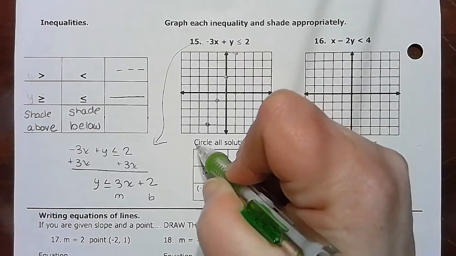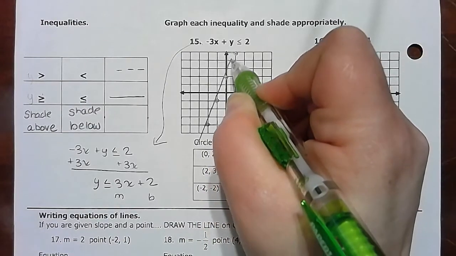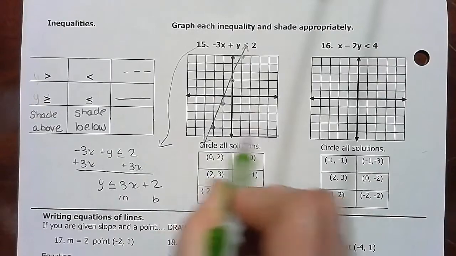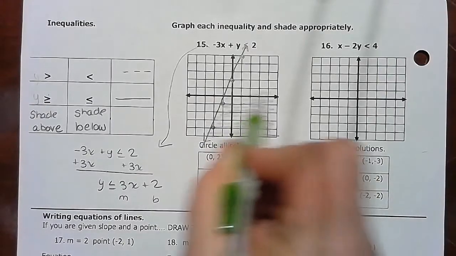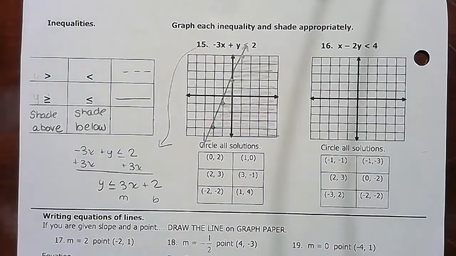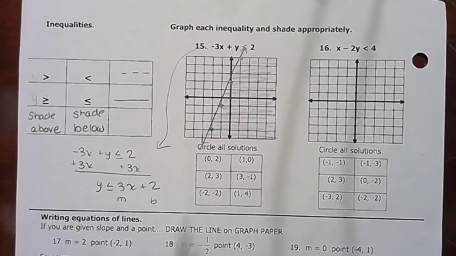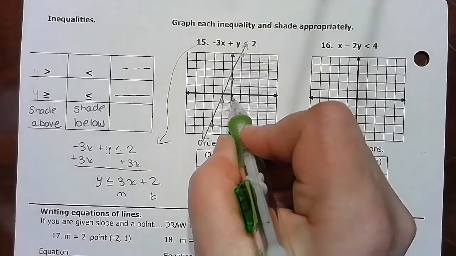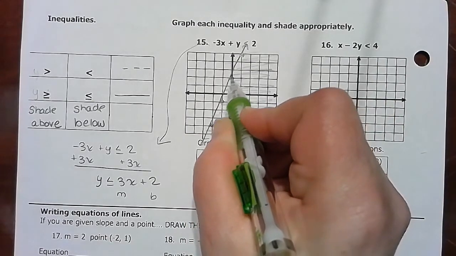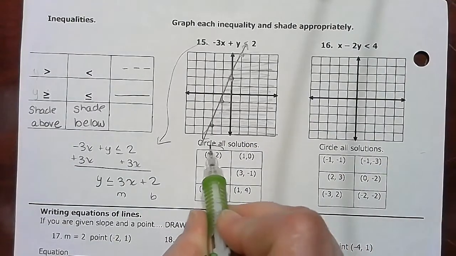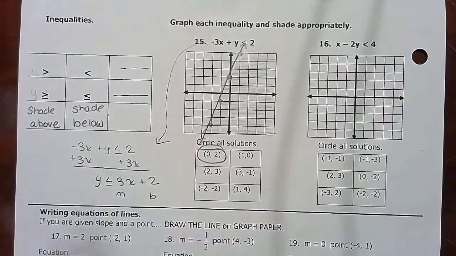It's a solid line, all right? And I'm going to shade below, okay? So this is the area that I would shade. Now I shaded it lightly because it said circle all the solutions. So I need to see if 0, 2 is a solution. It's on the line, but because it's a solid line, that would work, okay?